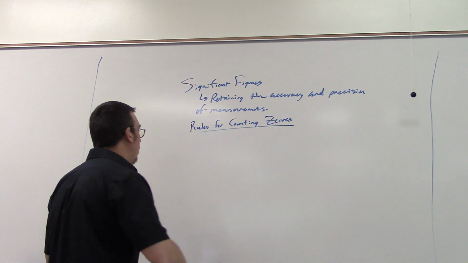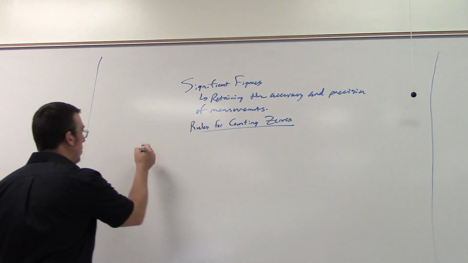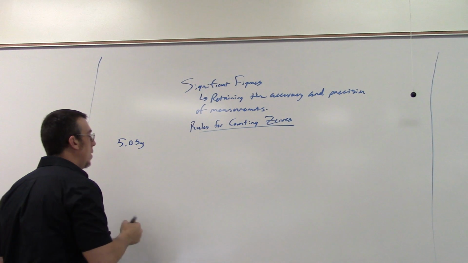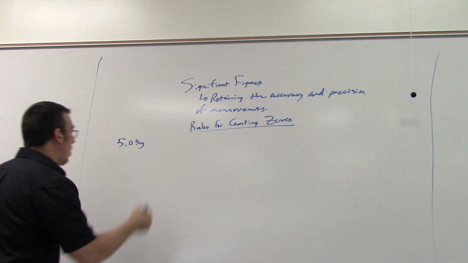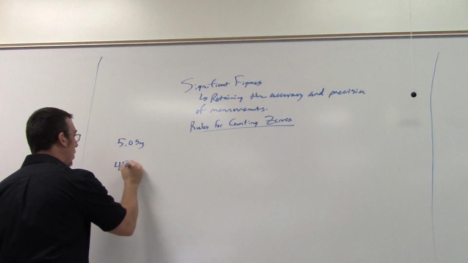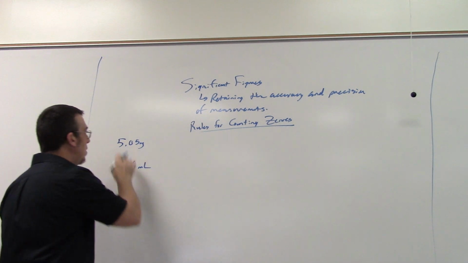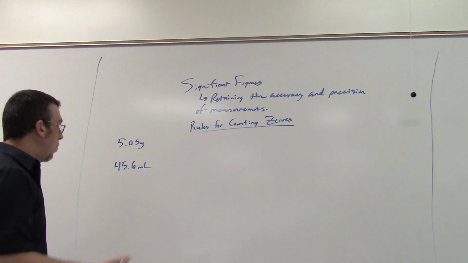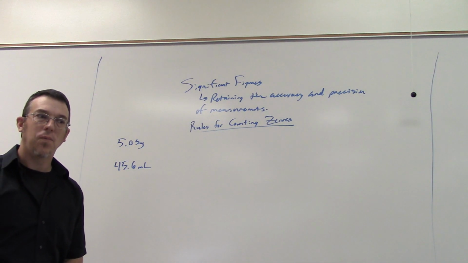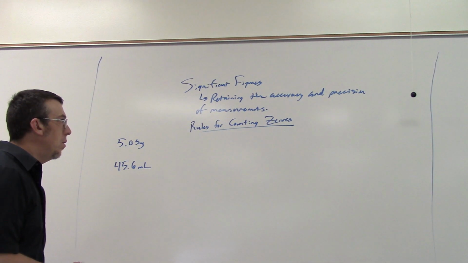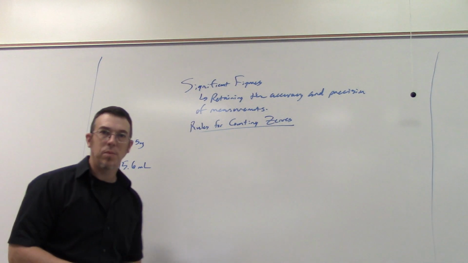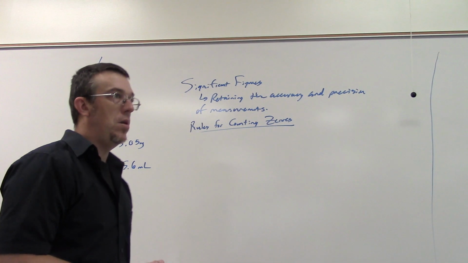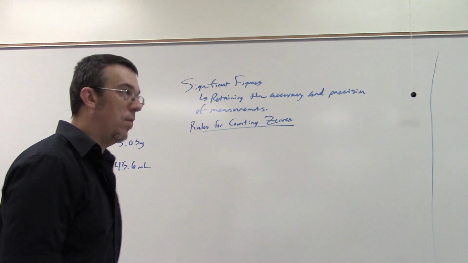So, for example, if we were going to the lab and we measure a mass, and the mass was, let's say, 5.05 grams, and then we measure a volume, and the volume was 45.6 milliliters. These numbers that you're observing, that you're writing down, represent the accuracy and precision for the tools that you're using during the experiment. So the first thing that you have to be able to do is understand what are the rules for counting zeros, and specifically counting significant figures.